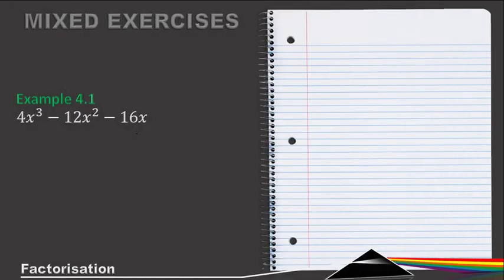All right, so let's look at a few practical examples. We've got example 4.1, and the first step was, let's see if there's a common factor. I can see that 4, 12, and 16 are all multiples of 4, so there's definitely a common factor of 4, and also all three terms contain x. So I can take out 4x as a common factor.